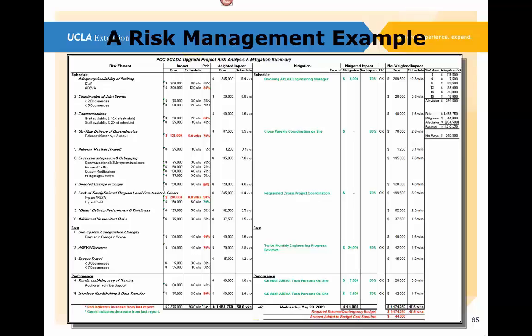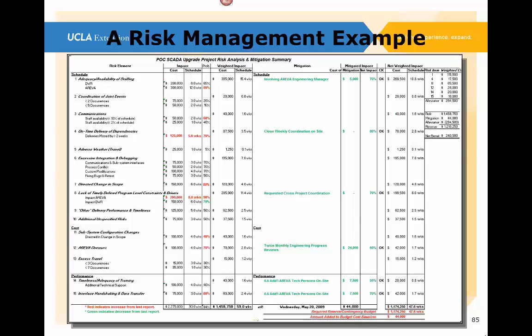And then the second one, requested cross-project coordination. This is similar to on-time delivery of dependencies. This is lack of timely defined program level constraints and drivers. In other words, we might get into a situation where we're trying to really define what the constraints or the drivers are, and they couldn't be fleshed out or detailed out quantitatively sufficiently.